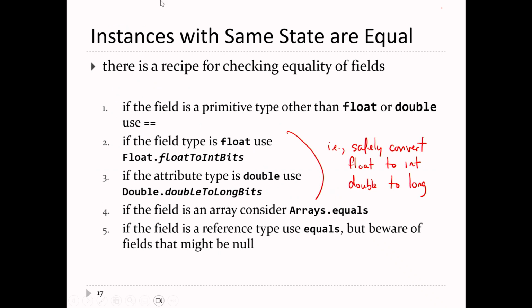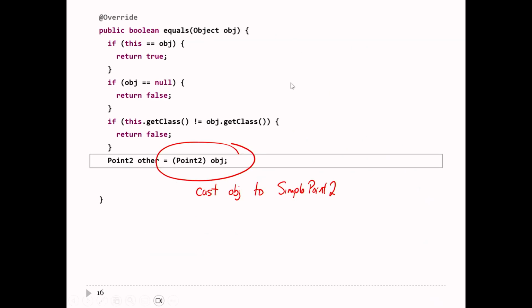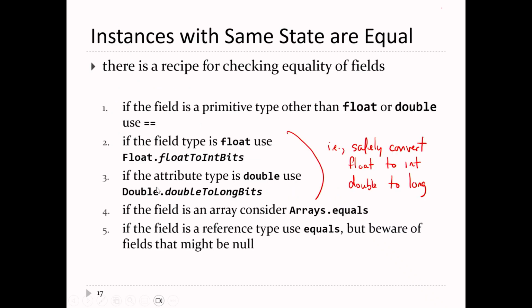Okay, the final step. Instances with the same state are equal. And so you now run into another annoying Java thing. There is a standard recipe for testing whether or not your fields are equal. What I want to do at this point is compare the x and y coordinates of this point to the x and y coordinates of the other point. So you might want to write something like if this.x equals other.x and this.y equals other.y, return true, because that's how you would test if 2 double values are equal. Unfortunately, things are slightly more complicated than that. So there is a recipe for doing this.